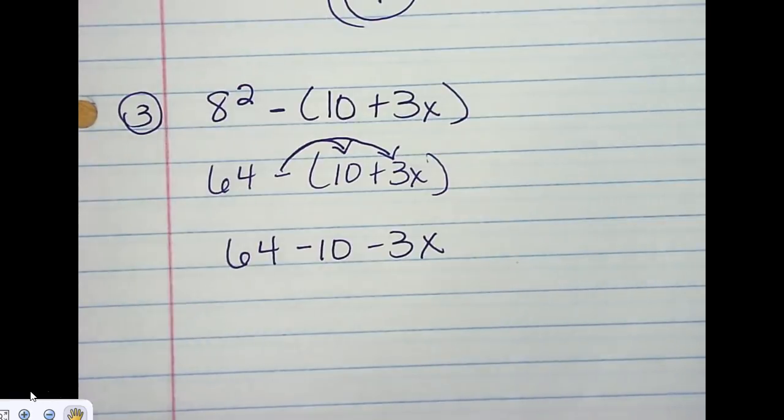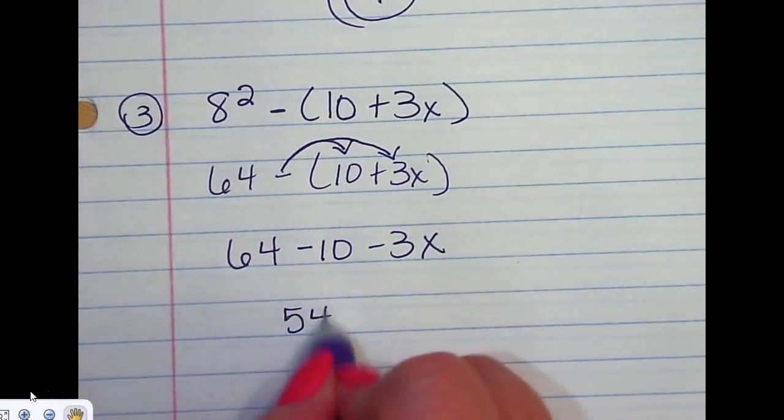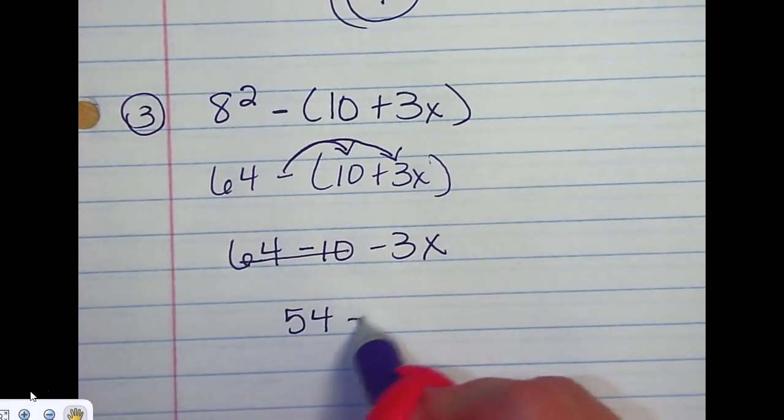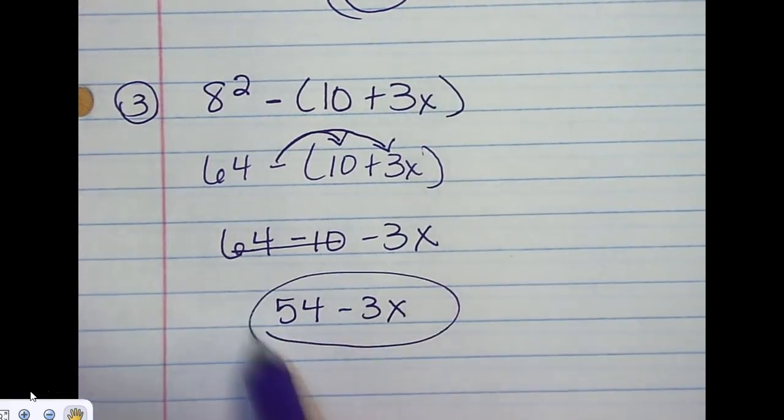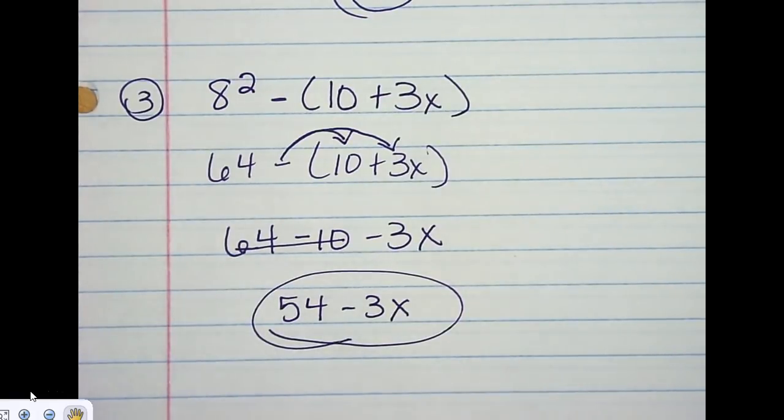Work left to right. 64 minus 10 is 54. That takes care of this. Minus 3x. And can I do any more subtracting there? No, you can't take 3 x's away from 54. That is your final answer. 54 minus 3x.